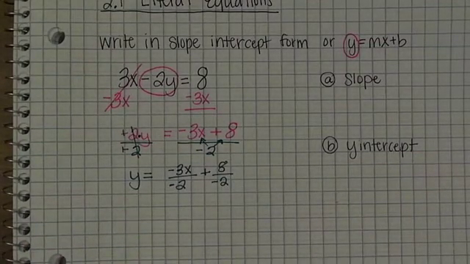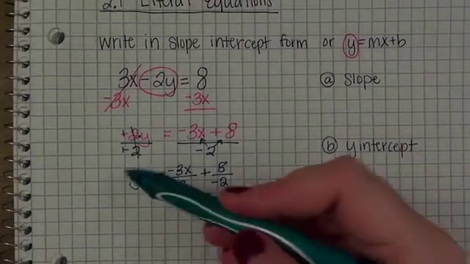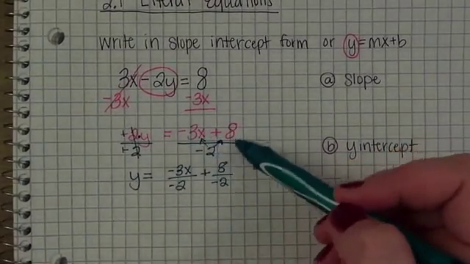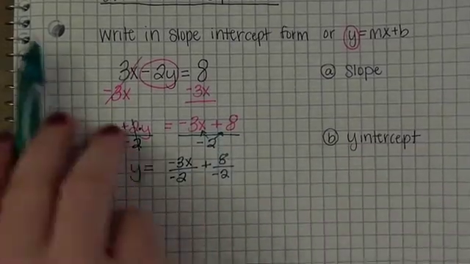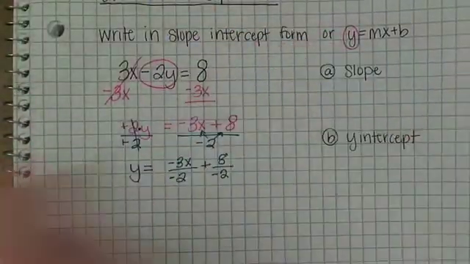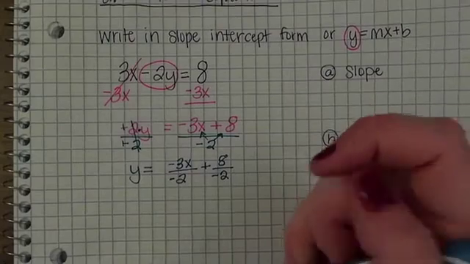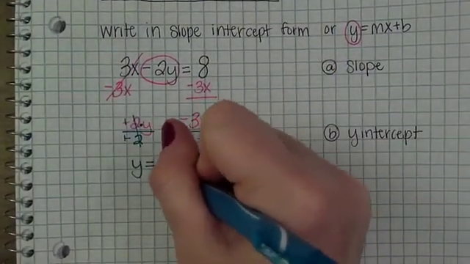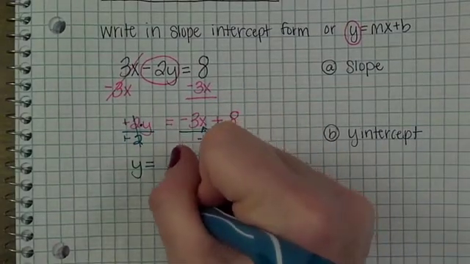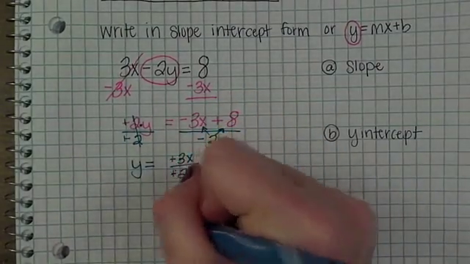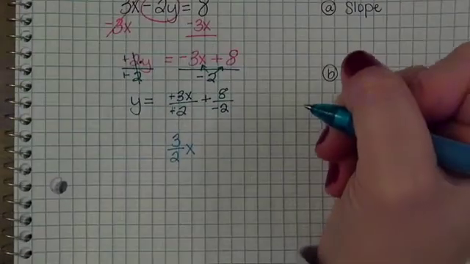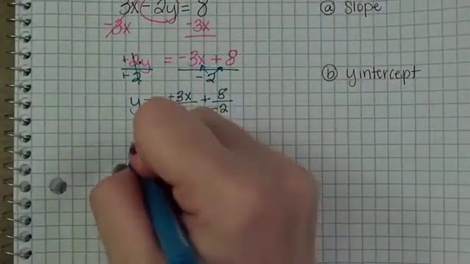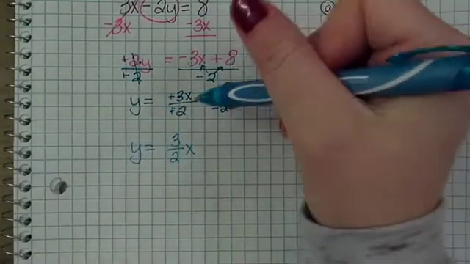So hopefully that part makes sense. If it doesn't, make sure that you ask for help. So if we have y equals, I divided both parts by negative 2. So then we're going to simplify. We have negative divided by a negative, well, that's positive. A negative divided by a negative is positive. Then we have 3/2 x. So y equals 3/2 x.